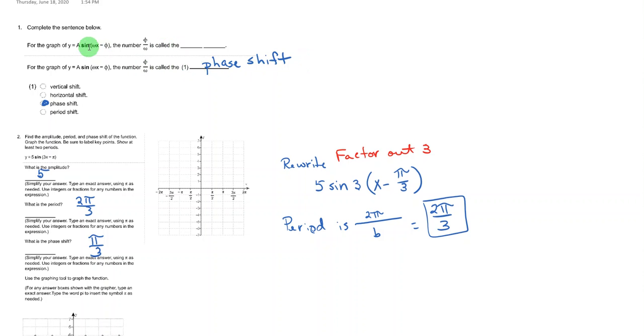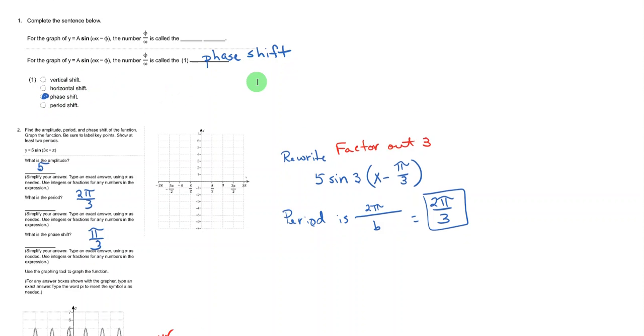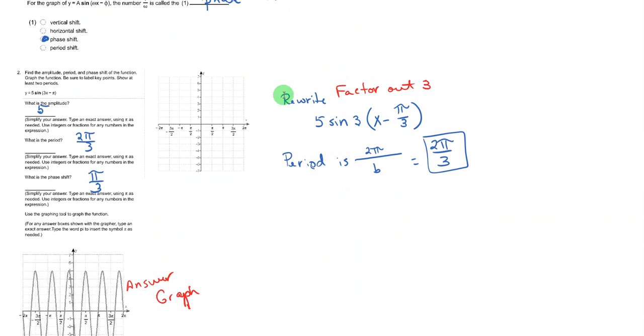When you factor out that W, you get phi over W, and that is your phase shift. So that's a pull down menu, and you would choose phase shift. All right, number 2 is like we did an example. We had to find all of these things, and then we had to graph it.